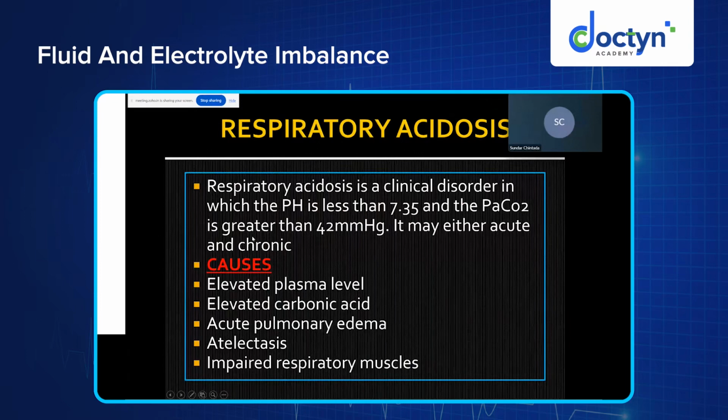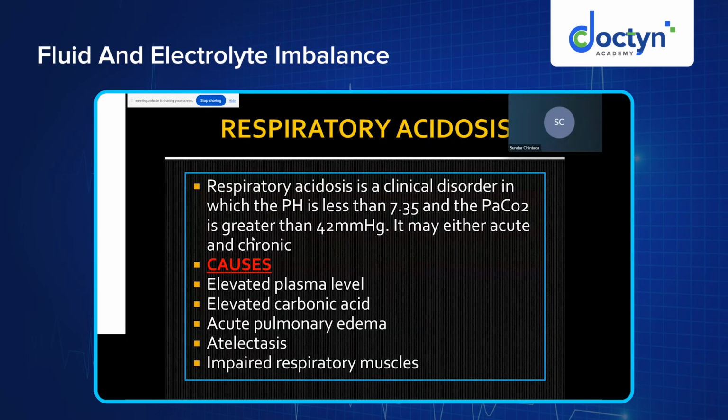So now coming to the respiratory imbalance, the first is respiratory acidosis. Respiratory acidosis is a clinical disorder in which the pH is less than 7.35 and the PaCO2, that is the partial pressure of carbon dioxide, is greater than 42 or maybe 45. Respiratory acidosis can be either an acute or a chronic condition.